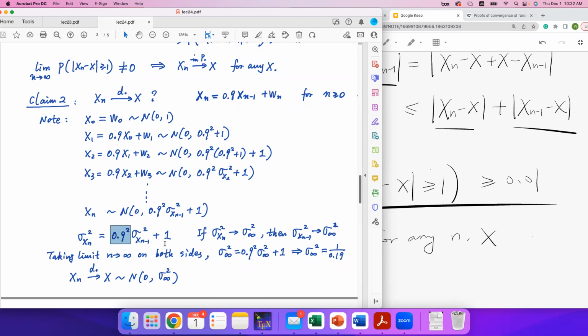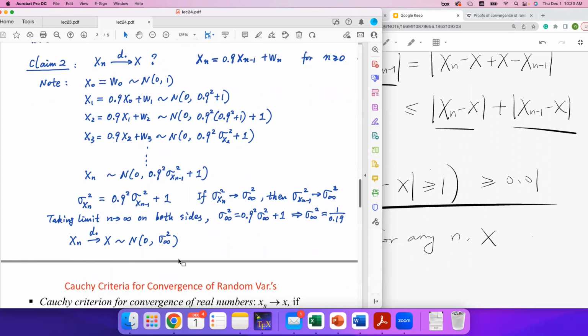And you can check that such a recursion will converge to a limit. The limit is obtained by basically setting these two to be equal. You assume there's a limit, set them to be equal, and you can solve that. The limit is about 1 over 0.19. So in the end, the variance of xn goes to this value. So it converges in distribution to such a normal distribution.